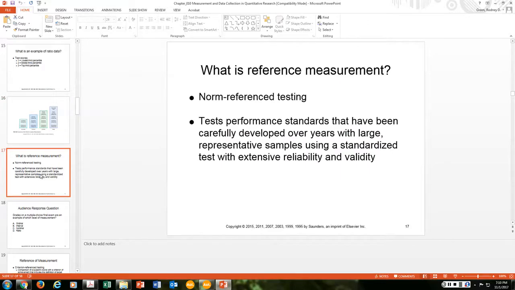What is reference measurement? Here we're talking about norm reference testing. When you were in high school, you may have taken what they call the NAEP test, N-A-E-P. The National Association for Educational Progress gives tests on English, math, critical thinking. So these tests have been standardized. And the performance standards have been carefully developed over years. They've used large, nationwide representative samples, using a standardized test with extensive reliability and validity. This probably doesn't pertain to nursing research, but you may hear the term reference measurement, and they're talking about norm reference testing.